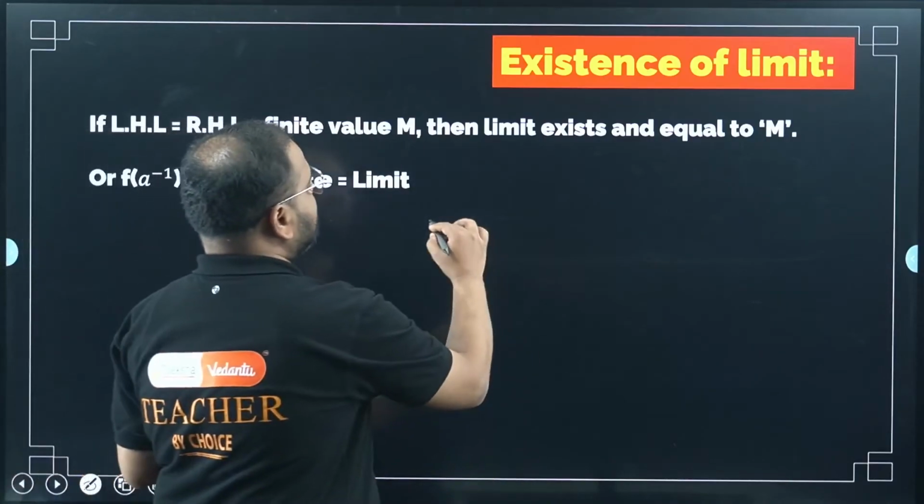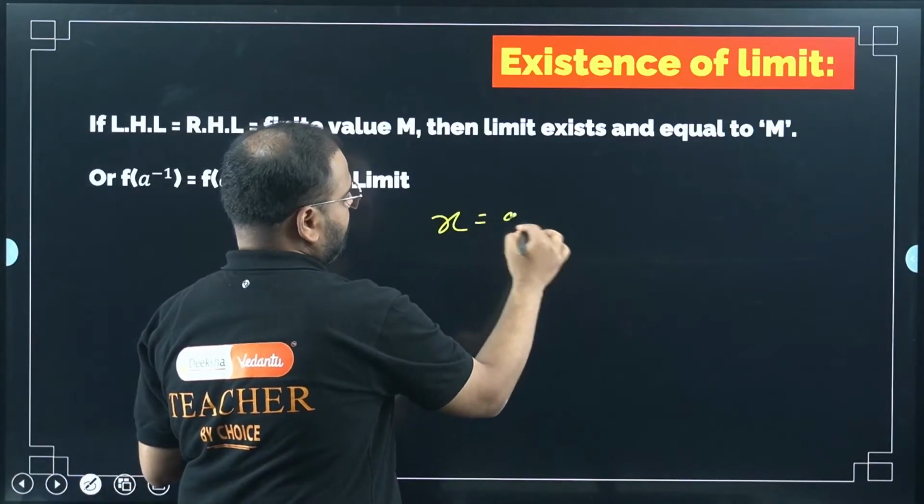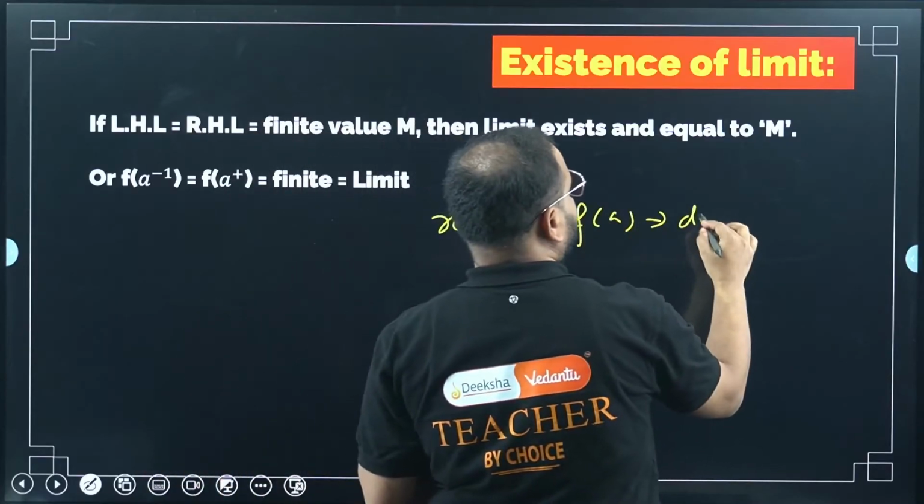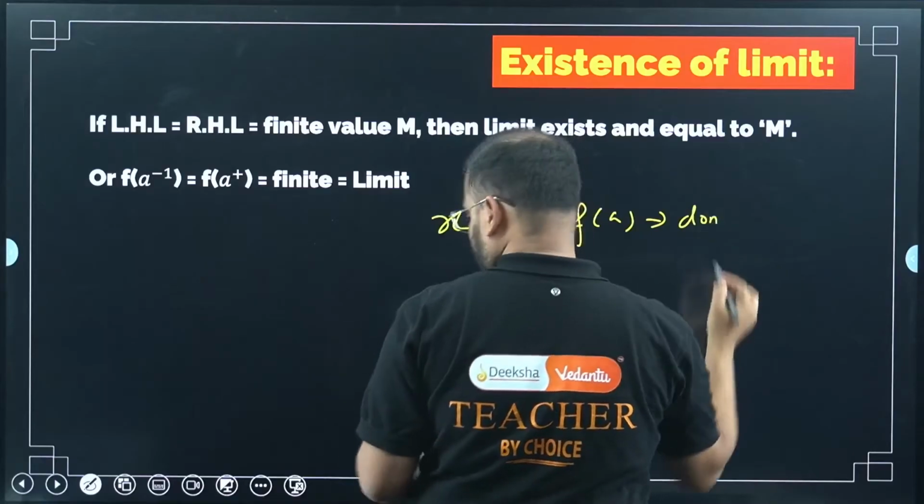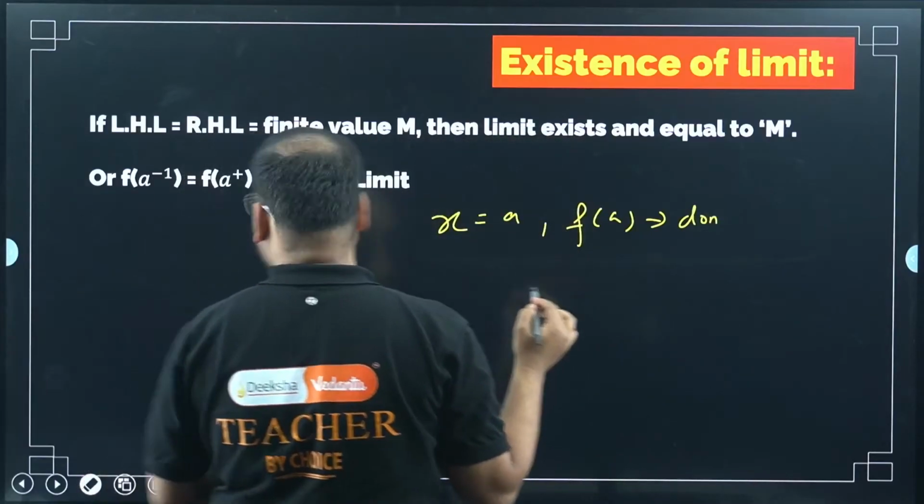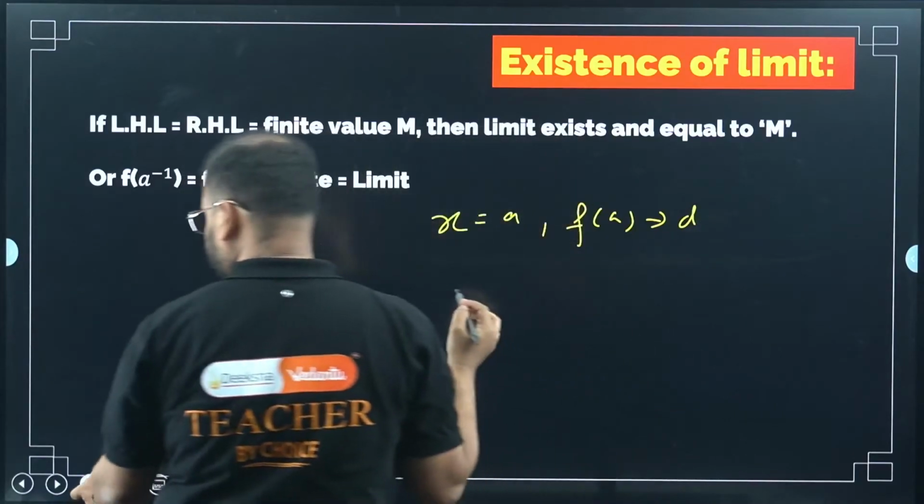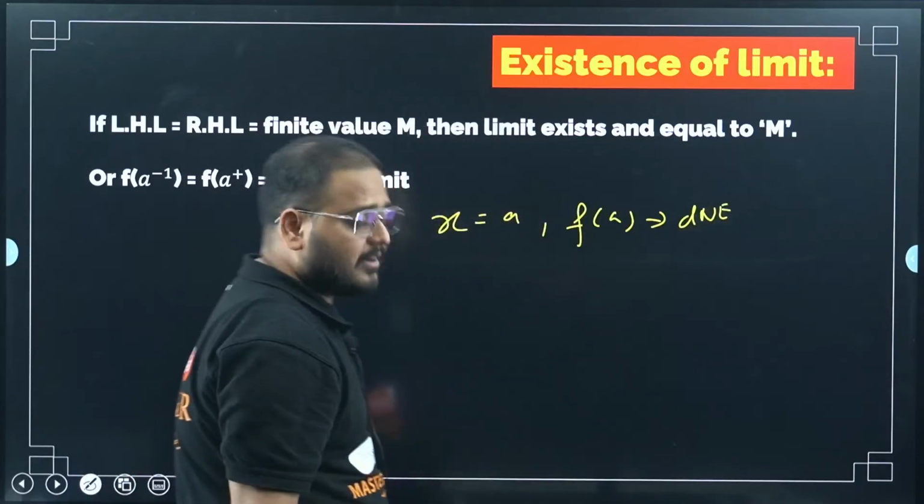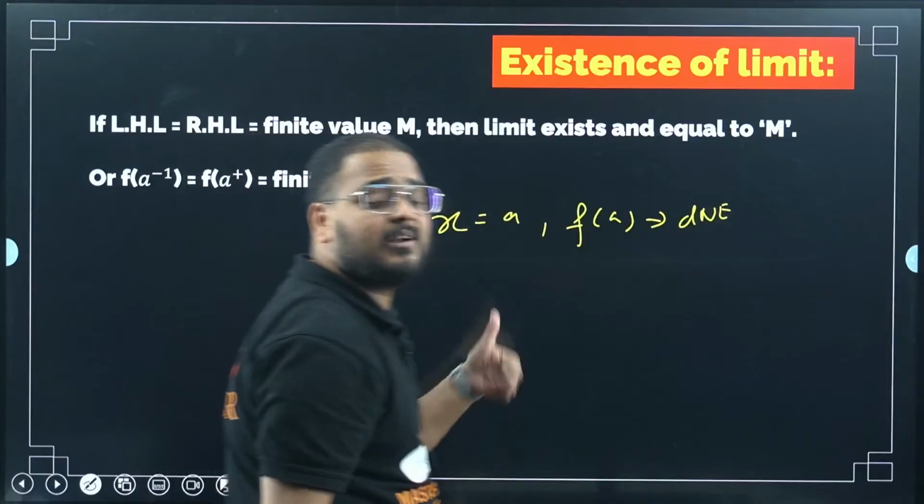That at x equals a, the function does not exist, right? Or you can simply write it as DNE, does not exist, or basically not defined. What about the limit? How can we say whether the limit is defined or not?